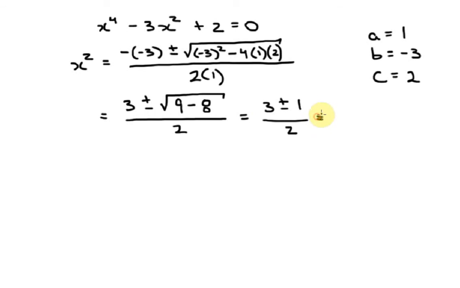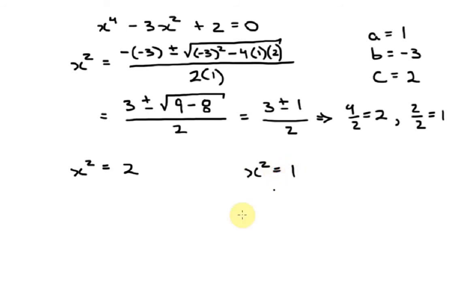So our numbers would be 3 plus 1, or 4 divided by 2, which is 2. And the other number is 3 minus 1, which is 2, over 2, which is 1. Now that's great, but remember this is still just x squared. So what we now have to do is solve the following equations: x squared is 2, and x squared is 1.